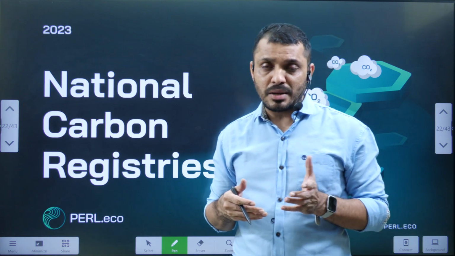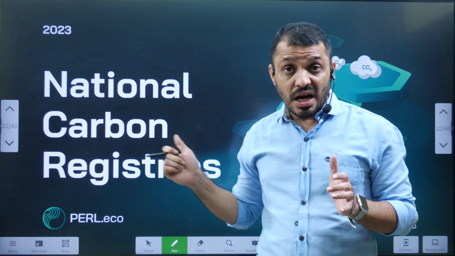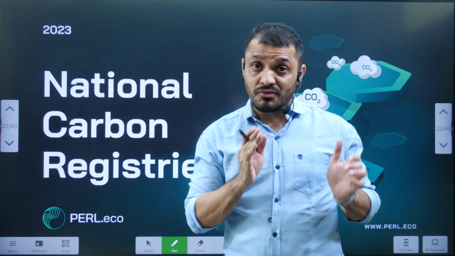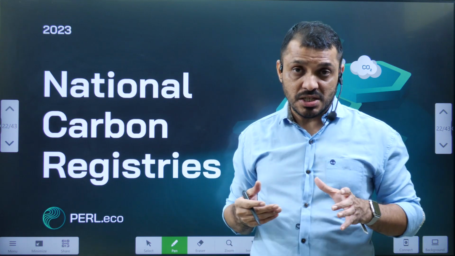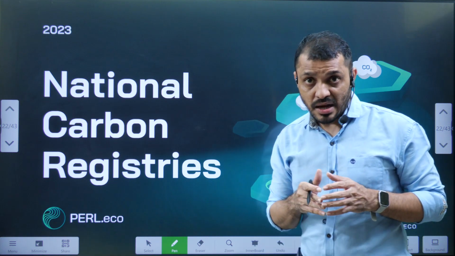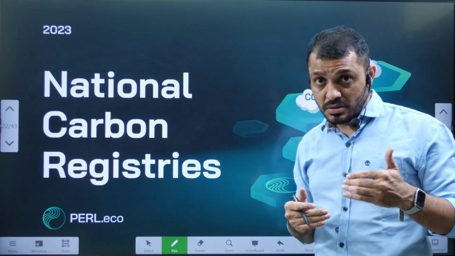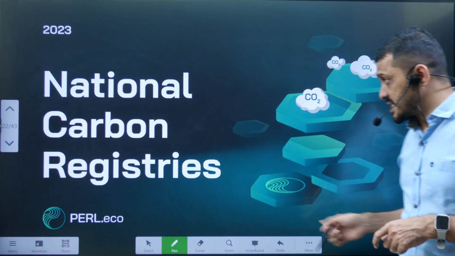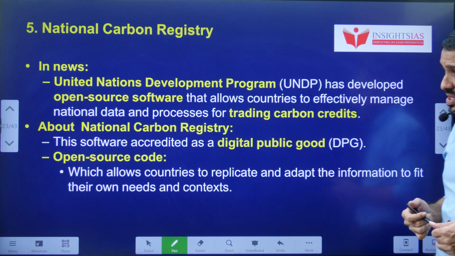So obviously you require a particular portal. Here that portal is designed by the UNDP, and this is open software. That means every country can adopt this software and make required modifications and they can track this kind of carbon emissions and whether they are sticking to these COP21 targets or not. Okay, let's see. National Carbon Registries.